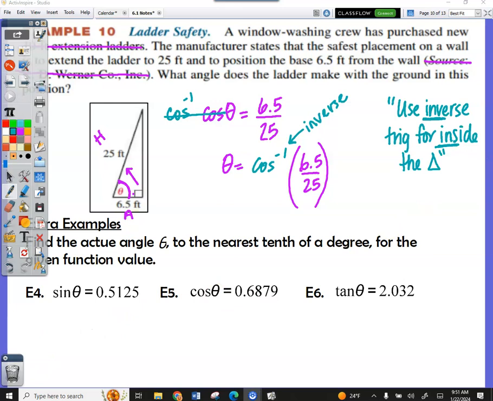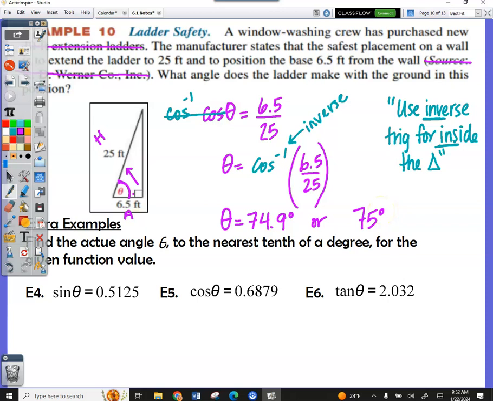Did you get 74.9 degrees? Or you could say 75. Either way. I did both.